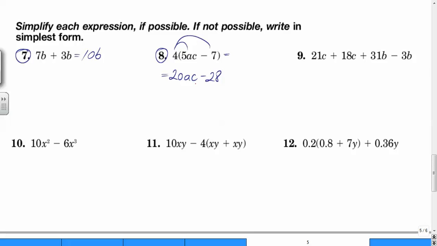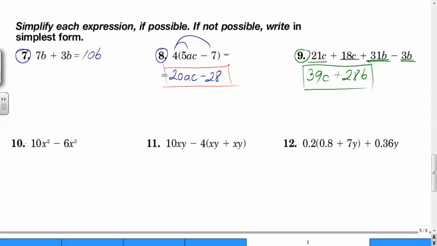Is there anything else we can do with this? Well, AC and 28 do not combine. I'm gonna leave it like that. Next problem. I'm looking for like terms. I got C and B, right? So 21C plus 18C will give me 39C candies, let's say. Then I have 31B minus 3B will give me 28B, right? And this is the answer here.